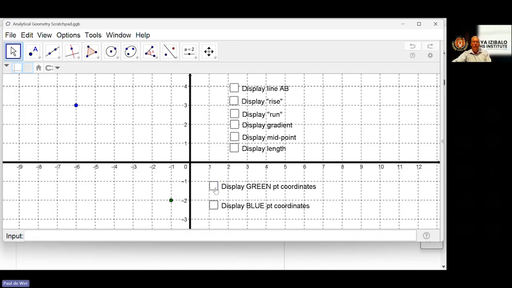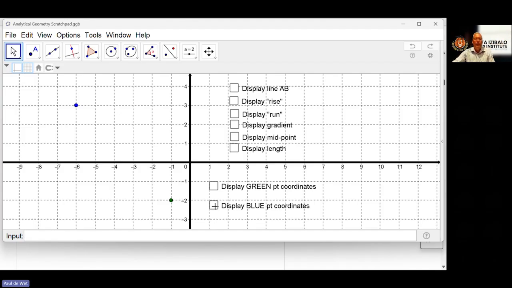Well done, -1, -2. Okay, cool. What about the blue point, someone? -6, -3. Well done. Okay, -6, -3. Okay, right. So now, guys, there are a few concepts here which we want to make sure we've got properly sorted out. The first one is gradient.